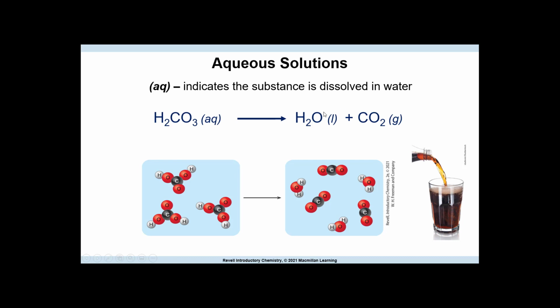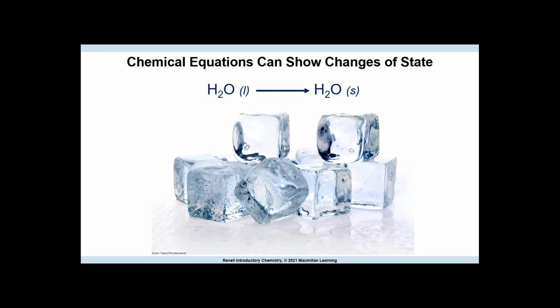Water is always L if it's a liquid. If it's ice, then you change it to what it would be, and if it's gas, then g. But if we're talking about liquid water, it's always L. Now, notice how we write the phase symbols for this equation. The reactant, carbonic acid, was dissolved in water, so we write that as aqueous. The result is liquid water and carbon dioxide.